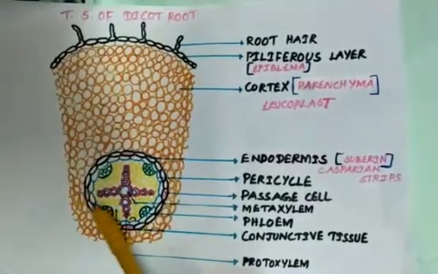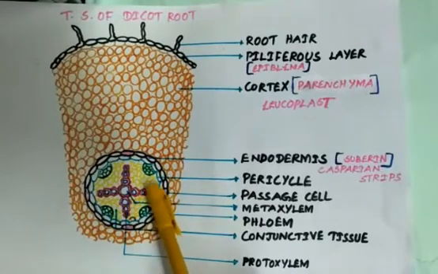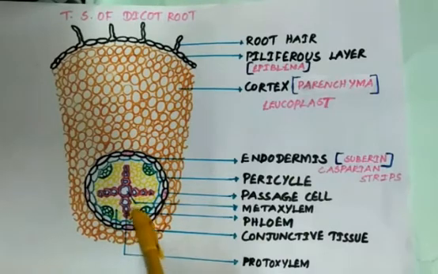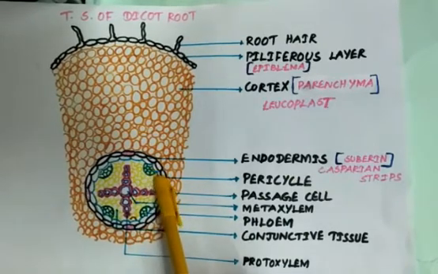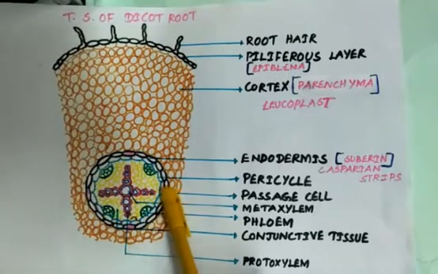The central portion of the root is known as stele. What is stele? It includes pericycle and vascular tissues. Vascular tissues are xylem and phloem. What is pericycle? This is the outermost layer of the stele.